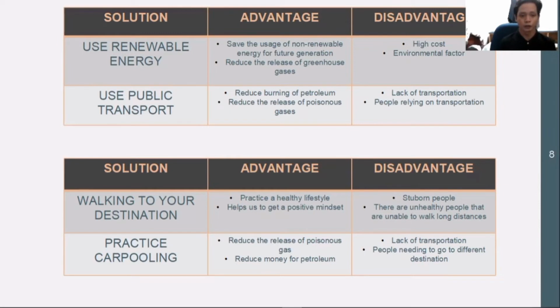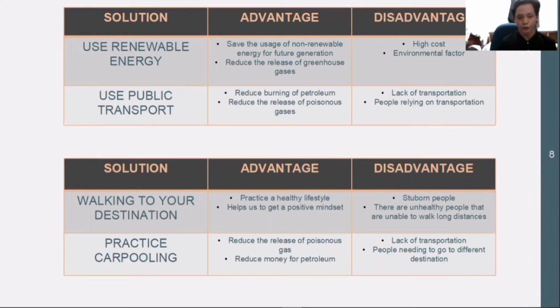The second solution for the burning of fossil fuel is to use public transport. This reduces the burning of petroleum, which then reduces the release of poisonous gas. The disadvantage of this is that there will be a lack of transportation, as many people rely on transportation to get to point A and to point B.